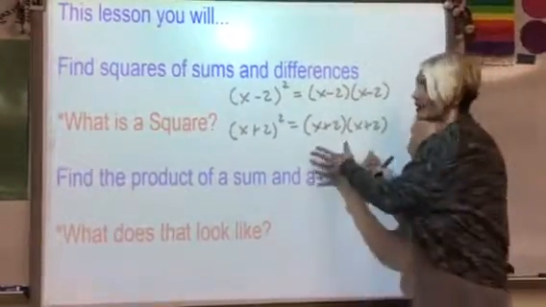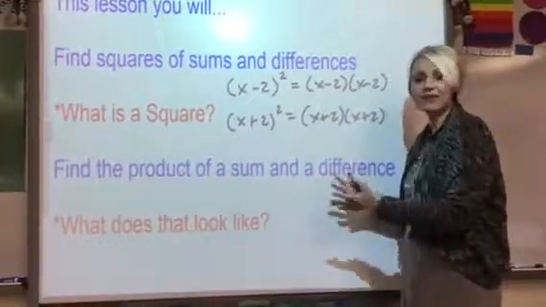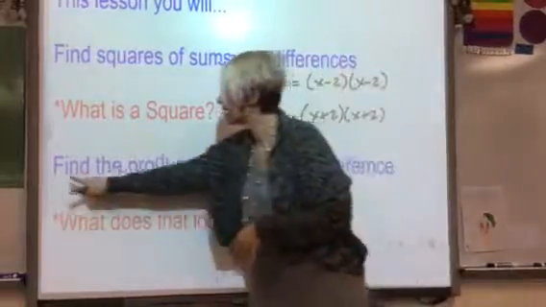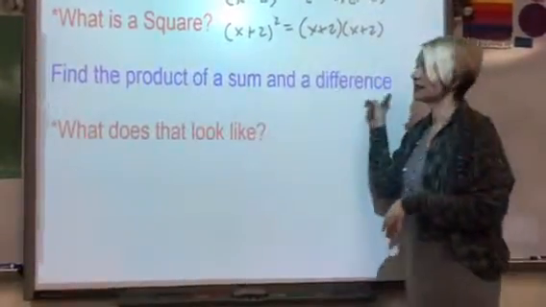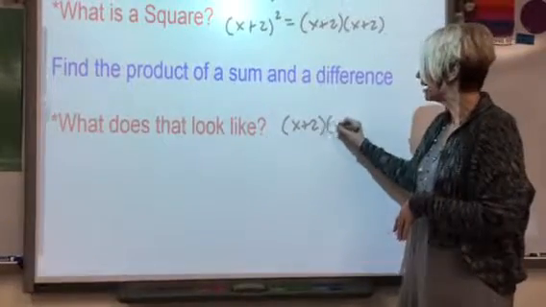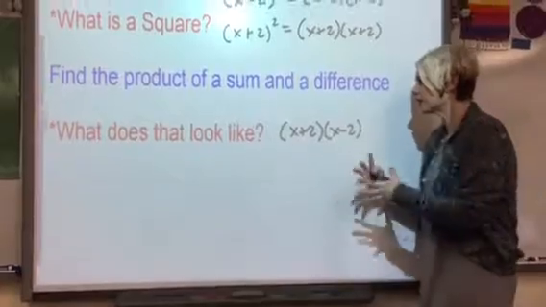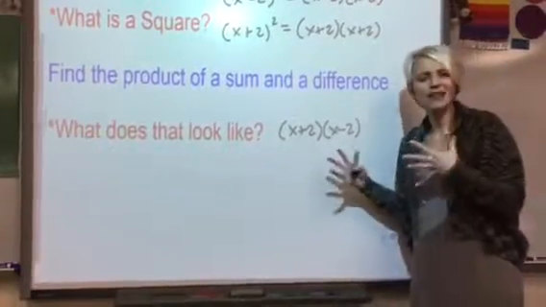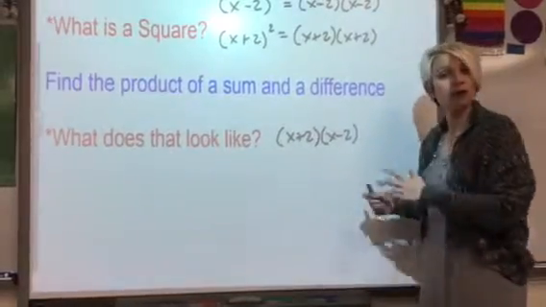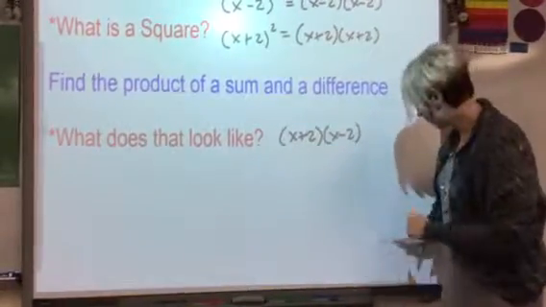What's really cool about these is there's a certain pattern. It will always look the same, so you won't have to use FOIL or boxes. You can actually use the pattern, and it goes a little faster. We'll also find the product of a sum and a difference, and what that looks like is I have x plus 2 times x minus 2. And when you multiply these using FOIL or boxes, it's always going to be the same pattern. So we can just use the pattern instead of FOIL or boxes, so we don't have to show any work. It's just a faster way to multiply.